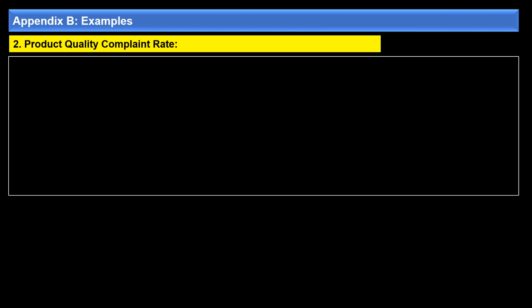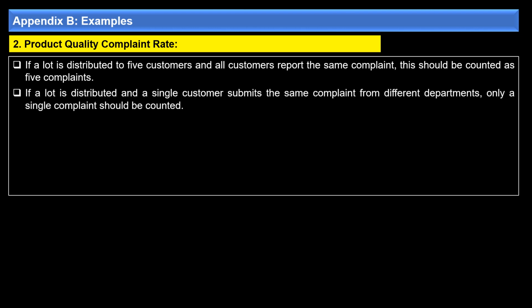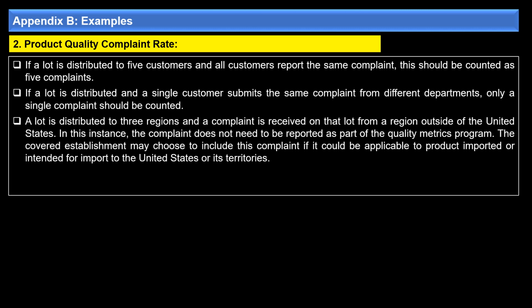The Appendix B example for the product quality complaint rate. If a lot is distributed to 5 customers and all customers report the same complaint, then this should be counted as 5 complaints. If a lot is distributed and a single customer submits the same complaint from different departments, only a single complaint would be counted.